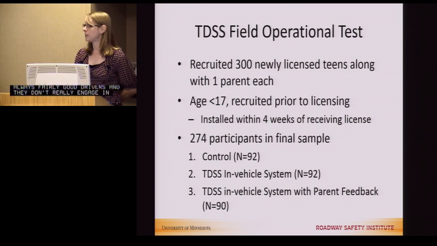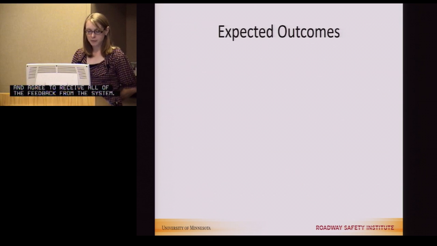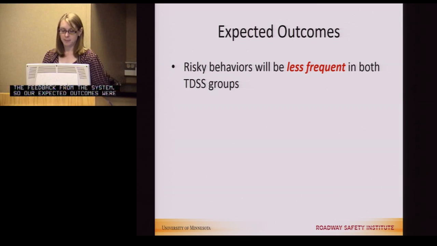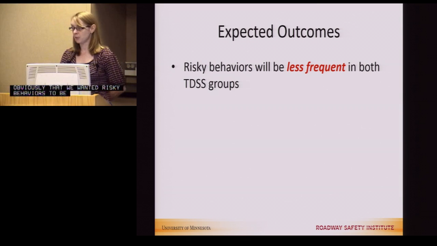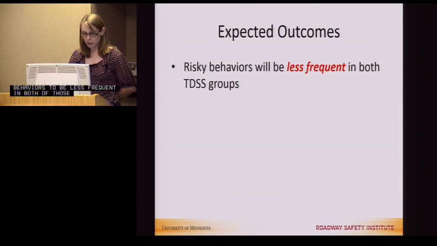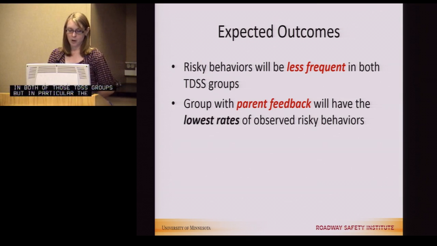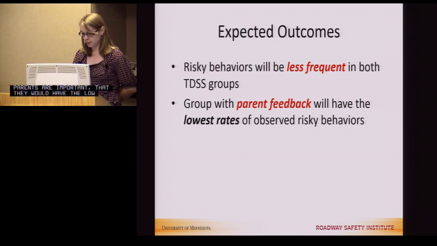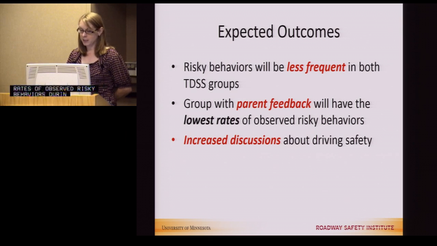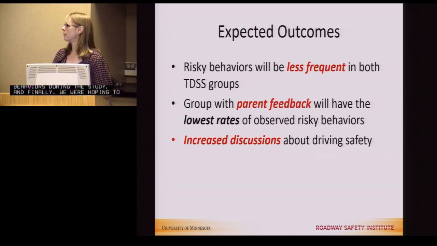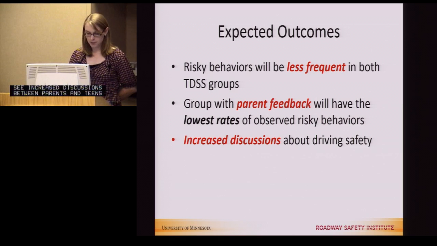And then one of their parents had to participate with them and agree to receive all of the feedback from the system. So our expected outcomes were obviously that we wanted risky behaviors to be less frequent in both of those TDSS groups, but in particular the TDSS and parent group. Our hope was that the parent feedback group, because we know from the psychological literature on teen drivers that parents are important, would have the lowest rates of observed risky behaviors during the study.